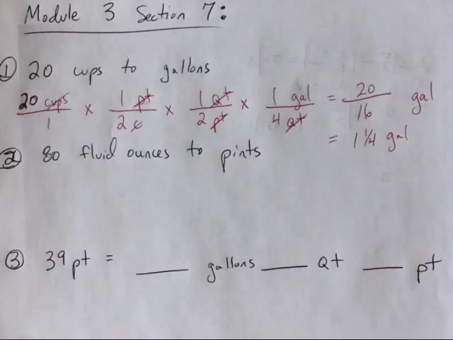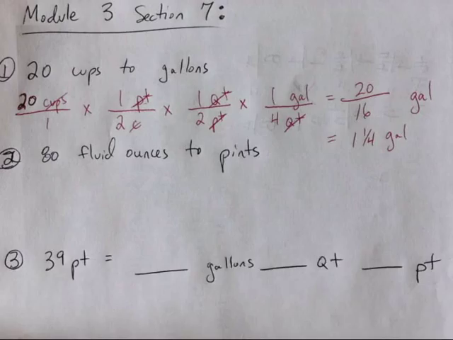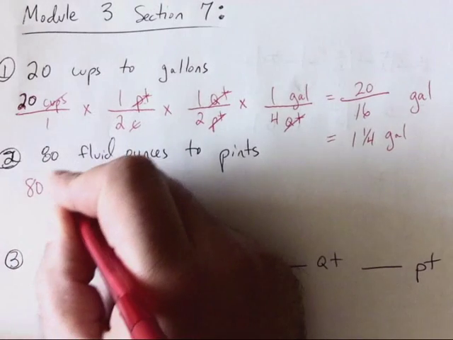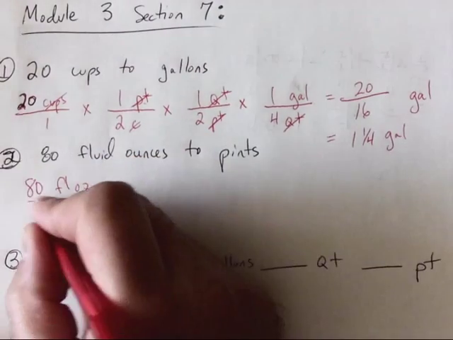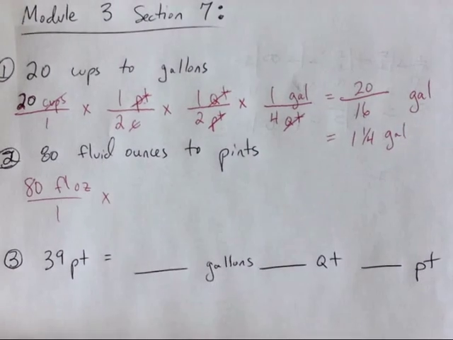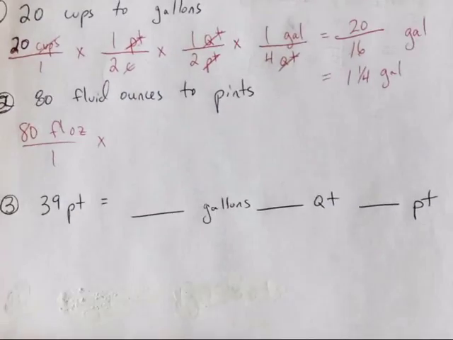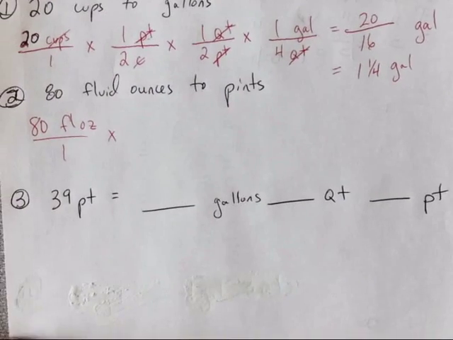Okay, so like I said, the unit fraction remains consistent, the process remains consistent. It's just using your new conversions for capacity. So here's another example, 80 fluid ounces. If it's fluid, it's going to have the FL in front of it. Make sure that you don't get that confused with weight ounces.